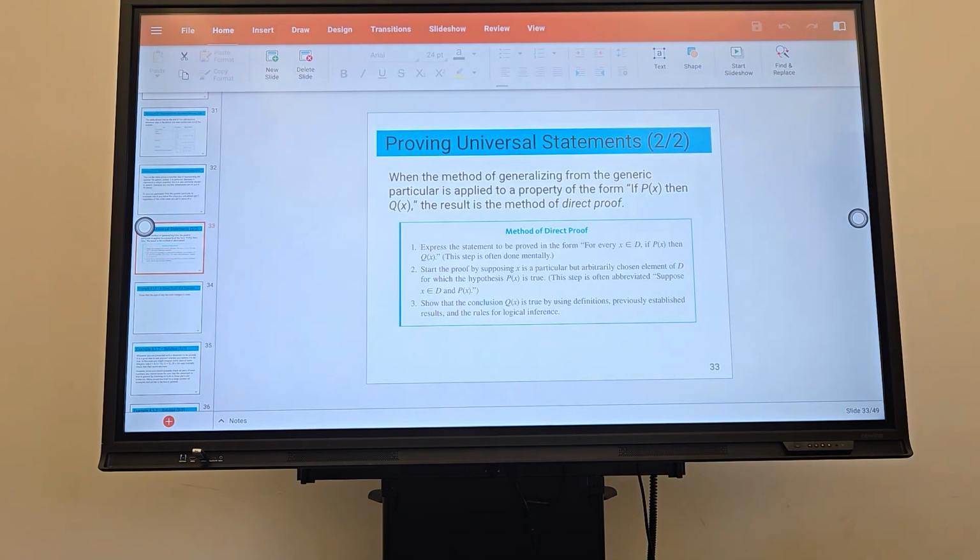When the method of generalizing from the generic particular is applied to a property of the form if P then Q, the result is the method of direct proof, where you first express the statement to be proved in the form of for every x that's an element of D, if P then Q. Start the proof by supposing x is a particular but arbitrarily chosen element of D for which the hypothesis P is true. And then show that the conclusion is true by using definitions, previously established results, and the rules of logical inference.